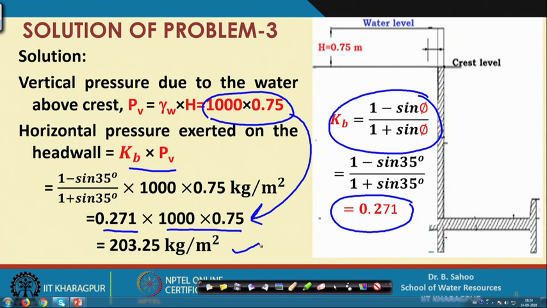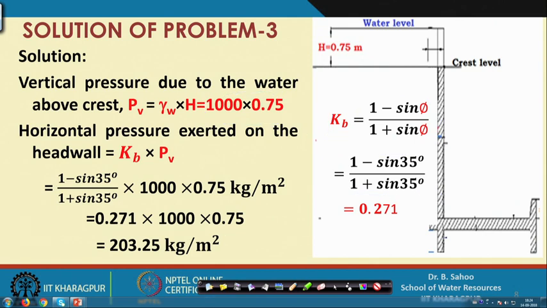So, this is my horizontal pressure, which has been transferred to the backfill material because of the water level that is equal to 0.75 meter, okay, and that is exerted on the head wall. Okay. Now, this is clear. Now, we will go to our next problem.